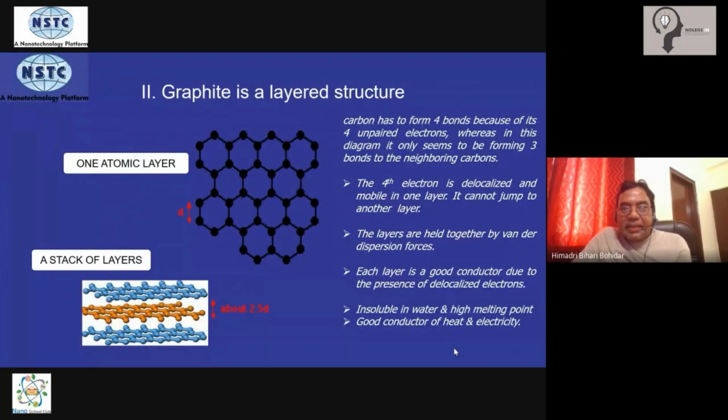Graphite is actually a hexagonal structure of several layers stacked on top of each other. A representative diagram is shown here in the black, and you see that in one plane, or in 2 dimensions, there are 6 carbon atoms arranged in a hexagon. So that gives an atomic plane, an atomic layer.